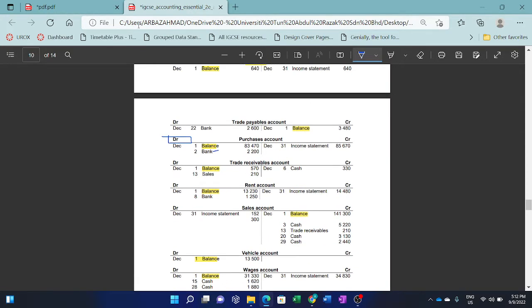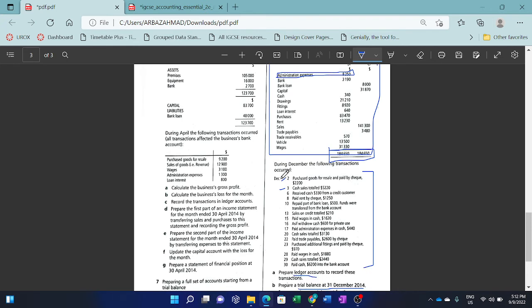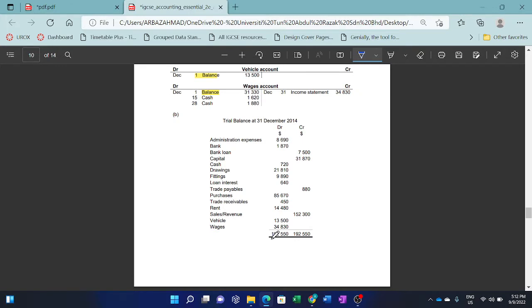Okay, so remember, this is a trial balance, right? It balances. So after posting all these transactions, this is the double entry concept. So if I debit 2200, I must credit 2200. So after I post all these entries, the new trial balance I make should also balance. If it doesn't balance, then it means something is wrong. Either you have skipped an entry, or you might be placing debit as credit or credit as debit, right?